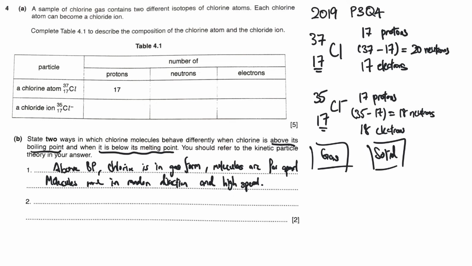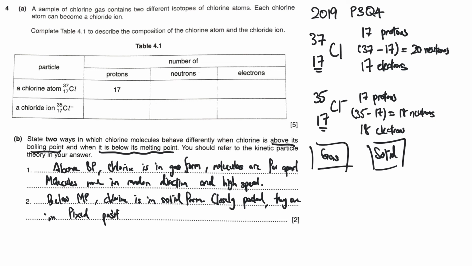So how to describe it in the solid state? Let's say when it's below the melting point, chlorine is in solid form. They are closely packed. They are in fixed position, but they're not going anywhere, right? They just vibrate on the spot. If you explain it like that, you get full marks for this question. So that's how you tackle this question.